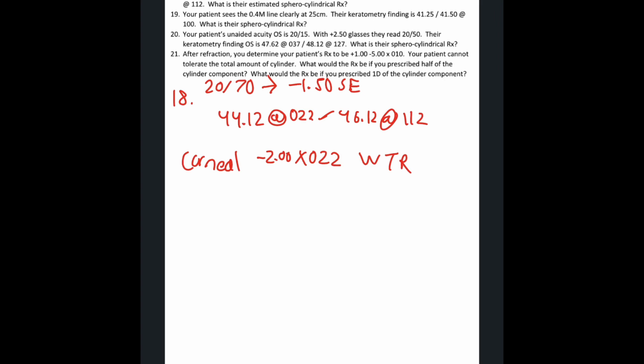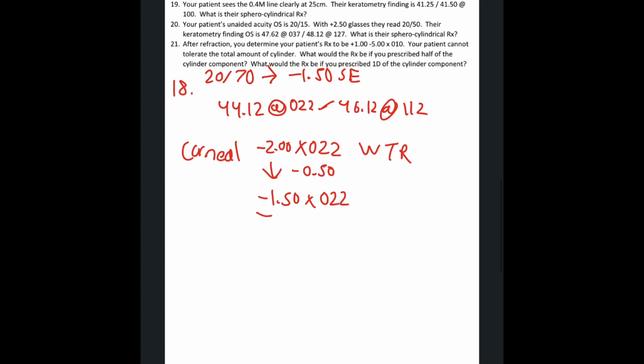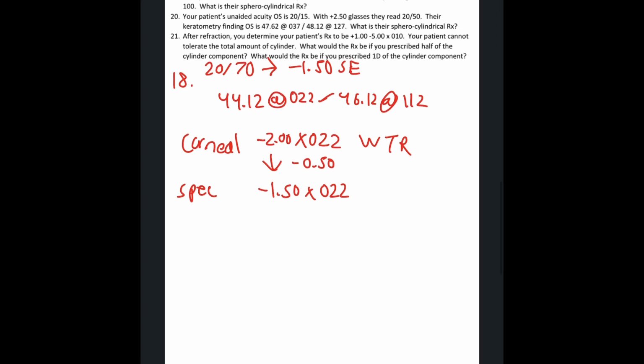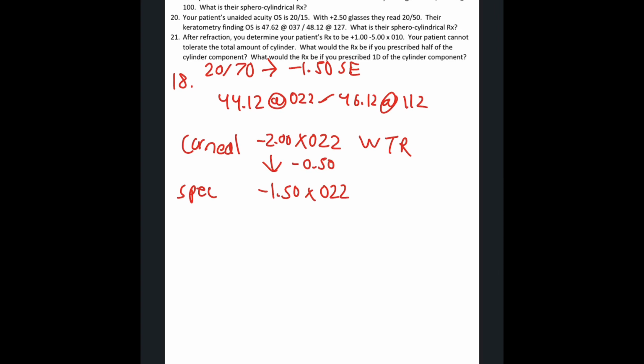And so since it's with the rule, I know that the cyl value is going to go down by 50. So our final spectacle cyl is going to be minus 1.50, axis 22. And so this is our final cyl for our answer. The question is asking for our spherocylindrical Rx. We already have most of it. So our Rx is going to be sphere, cyl, axis.